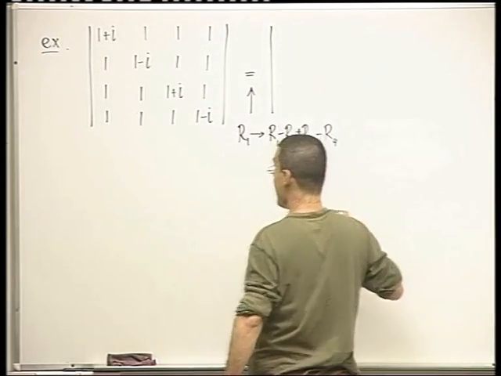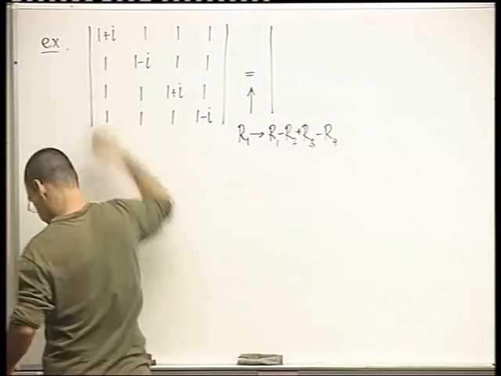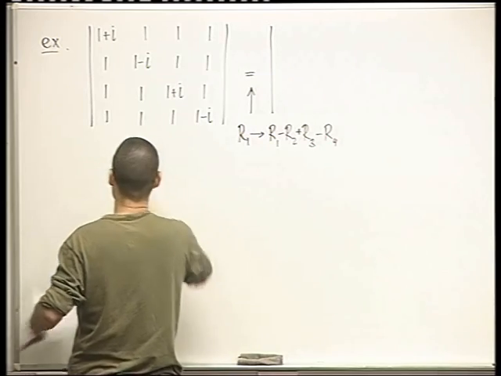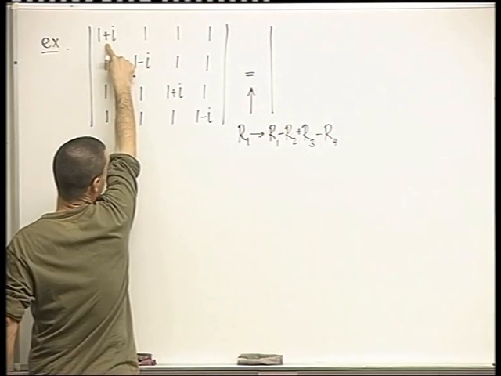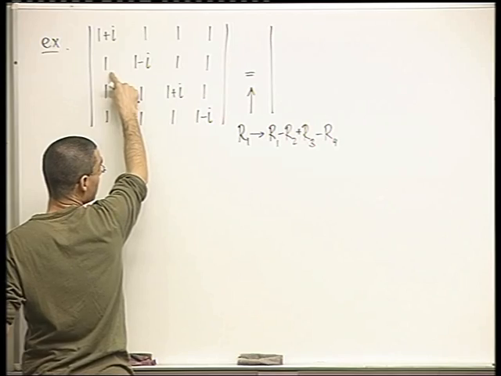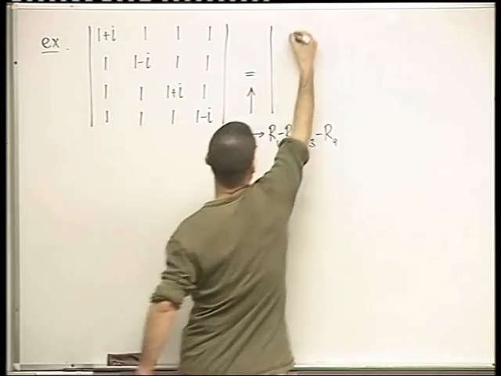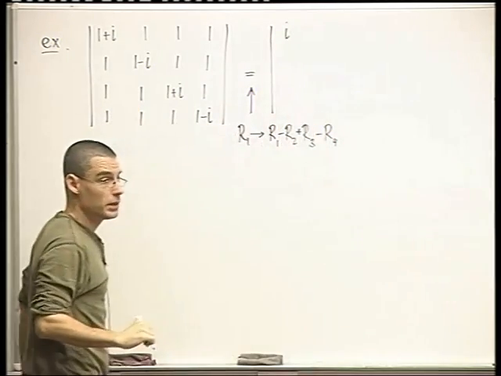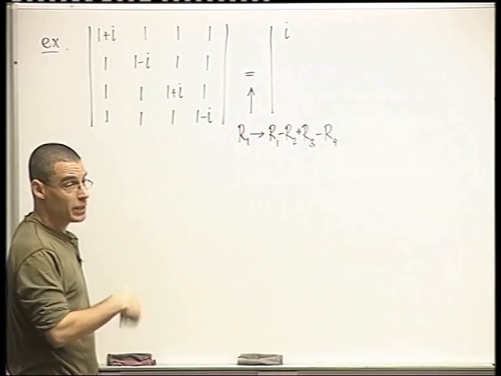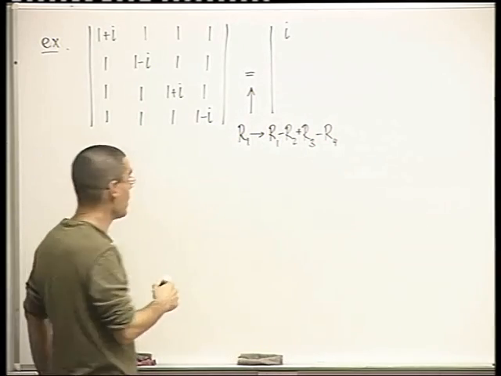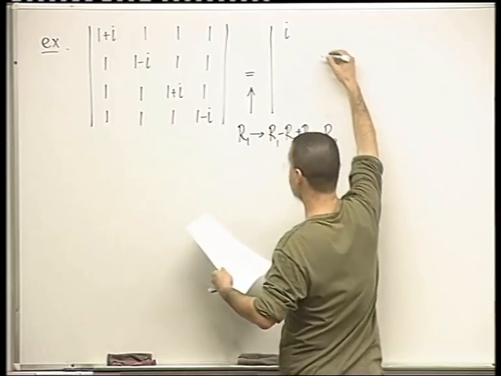And what do we get? 1 plus i minus 1 is i, plus 1 minus 1. So we just get i. Do you agree? And now I'm not going to do all the calculations. You can check me out. So what you get is i.